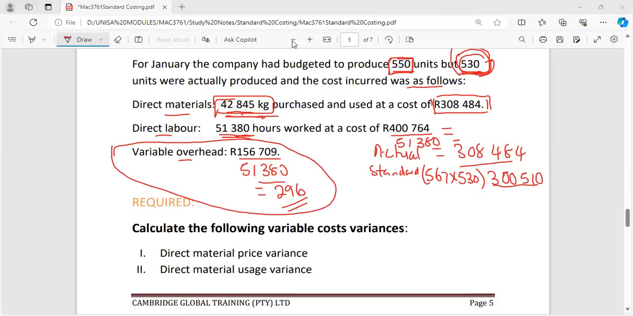I get 3 Rand 0.05 when I divide 156 by 51,380. Who gave us that answer? I'm saying that's what I get. I'm trying to see how you got 296. If we divide 156,709 over this one, how much are we going to get? 3 Rand 5 cents.